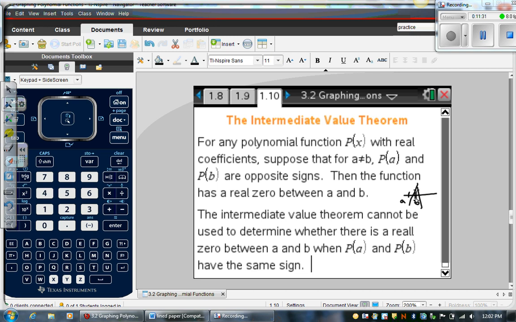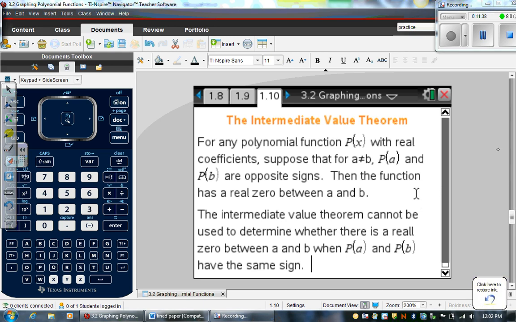So the intermediate value theorem can't be used to determine whether there's a real zero between a and b if it has the same sign. So this only works when the signs are opposite, positive or negative.